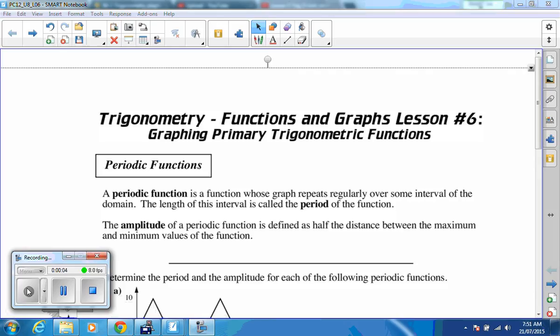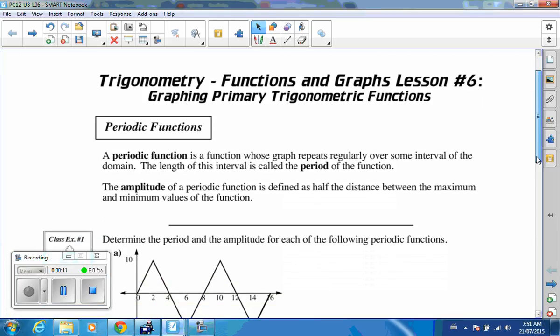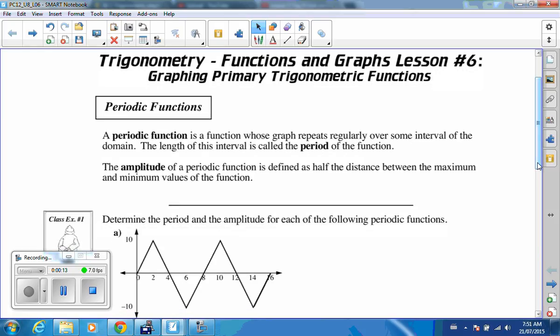Okay, so lesson 6, graphing the primary trig functions. So this becomes the essential task of Math 30-1 and Math 30-2, is just in graphing all of these things. And now we're going to deal with graphing trig functions.